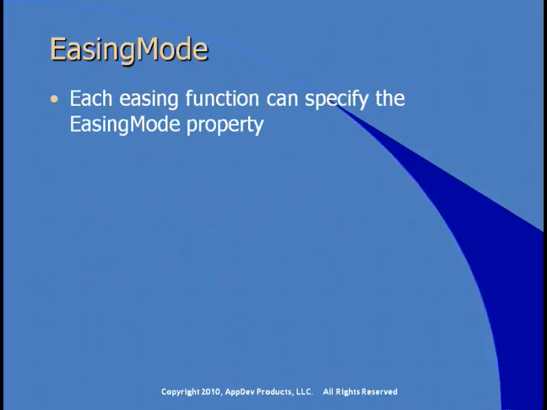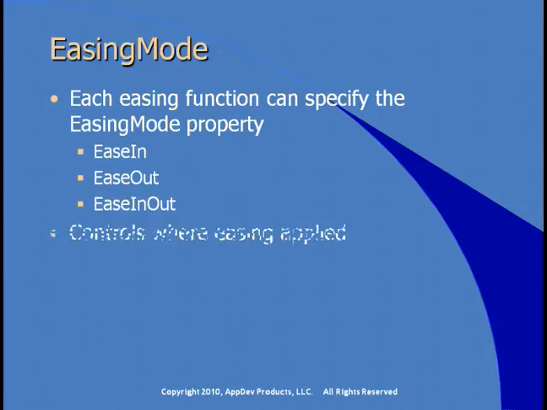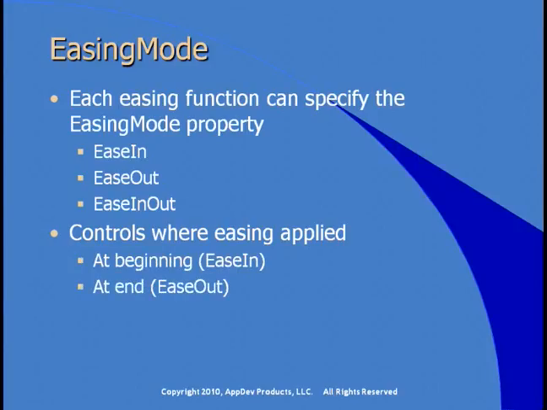Each one of these easing functions can specify an easing mode property. You can ease in, ease out, or ease both in and out. And that controls where the easing is applied. At the beginning, that's ease in. At the end, that's ease out. Or both the beginning and the end of the animation, that's ease in and out. Well, let's look at an example that changes a visible property of a control using an easing function to see how it affects the behavior.